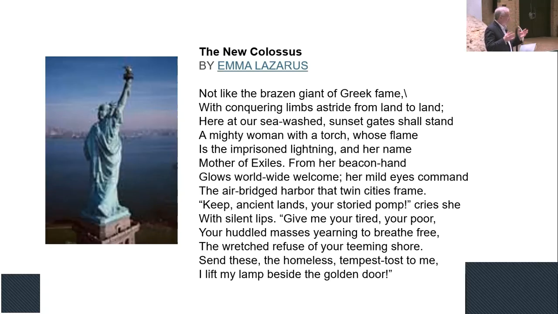Emma Lazarus was a Sephardic Jew, one of the founding strand of Judaism to make its way to these shores, who wrote this poem in response to a challenge. Could you write the message of America to live on the base of this statue? This was the winner. It spoke of hope, and it spoke of the huddled masses of her own people coming, not from Spain, not from Latin America, but from Eastern Europe and Southern Europe and every corner of the globe. This was the America of hope.